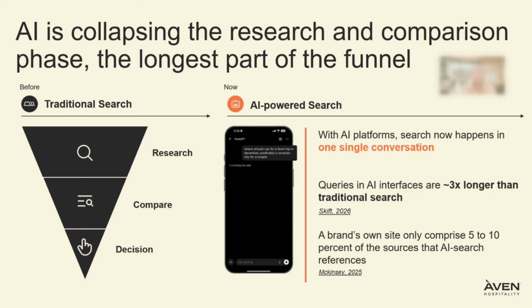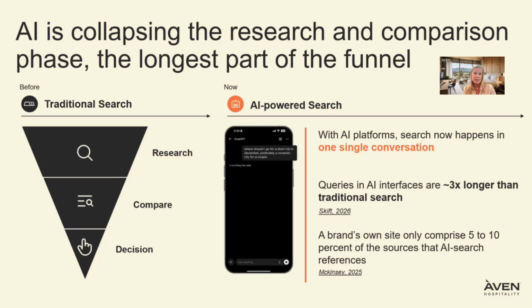And what it means for us is that AI is really collapsing the research and comparison phase, which is the longest part of the funnel. So gone are the days of guests opening multiple tabs, scrolling through lists of links, comparing options across sites or comparison sites, and then choosing their preferred channel to book. They are now able to do all of that within one interface.